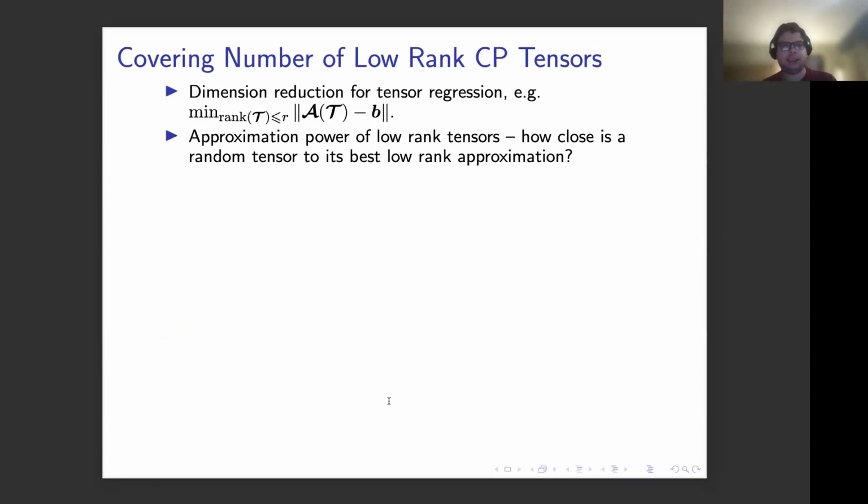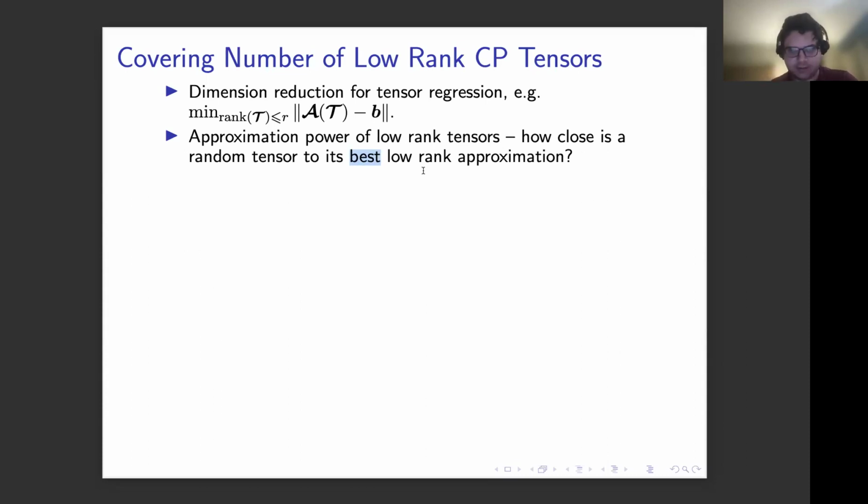The question I want to ask is, how close is a random tensor to its best low rank approximation? This is a subtle question because, for best low rank, the infimum here may not be attained actually. Low rank tensors do not form a closed set.